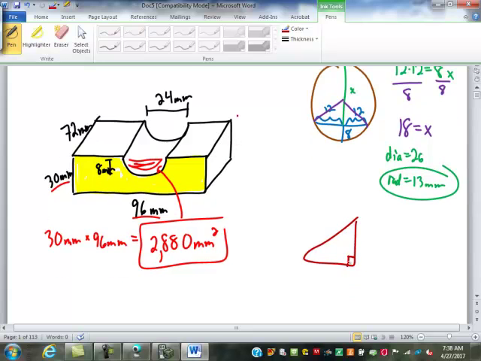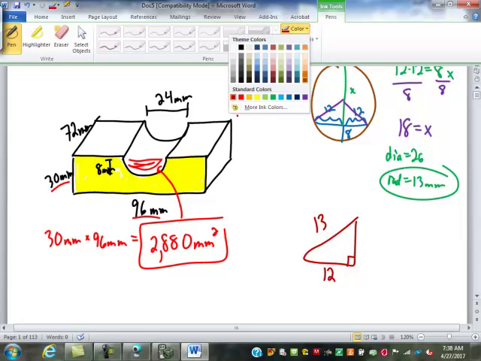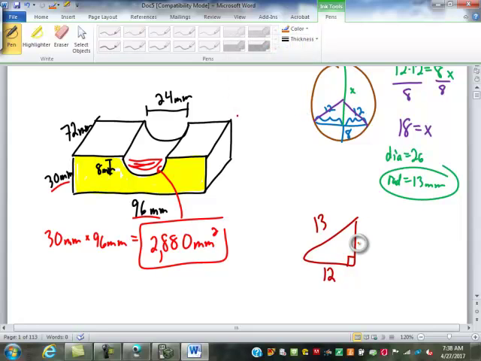So within this triangle here, we have 12 here. Then we have 13 here. I'm going to need to know this side, and I'm going to need to know this angle. How would I find this side? There you go. A squared plus b squared equals c squared. That side comes out to be the square root of 13 squared minus 12 squared, which ends up being 5. So that side's 5 units.